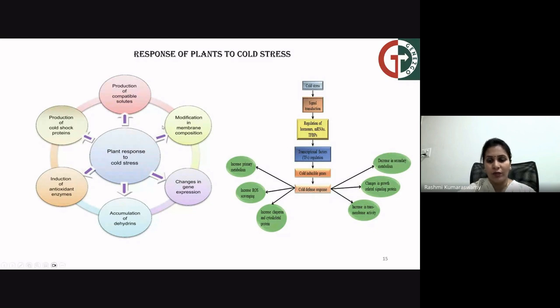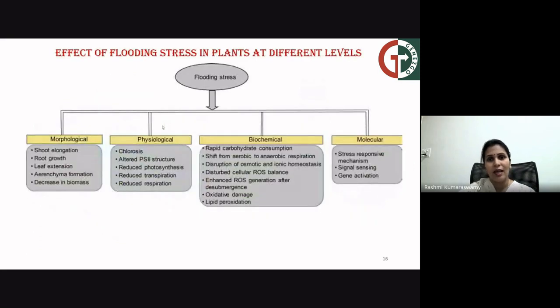So with this brief introduction and detailed information regarding cold stress, I will go into the next stress, that is flooding stress. Flooding stress is the condition where the plants will be submerged or experience submergence. Particularly the root organelle will be affected during this flooding stress condition. Why? Because the root will be completely submerged in water.